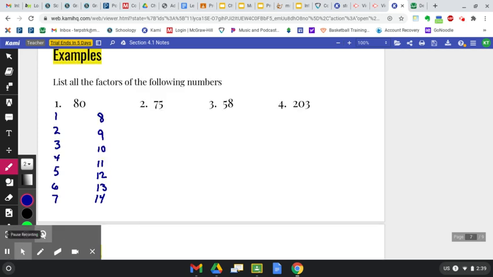All right, now we're going to get into listing all the factors for a given number. And we're going to start with 80. All right, and you can see that I have my paper set up here. And I would write these down in your notes. If you want to write down the divisibility rules in your notes, do that as well.